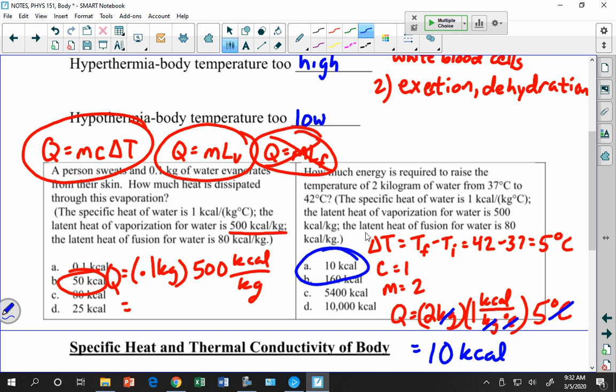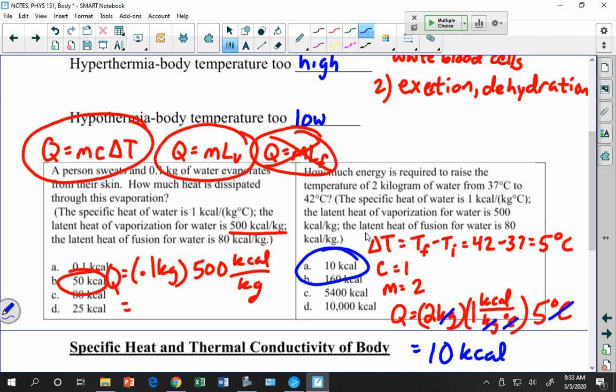Be prepared for 2 or 3 or 4 questions like that on the test where you're calculating the energy required to either change transitions or to raise the temperature. And so you'll need to be able to identify if it's a transition change. Am I using the vaporization or the fusion? Like, am I going from a liquid to a gas, or a solid to a liquid, or a liquid to a solid? So you need to identify which that is.